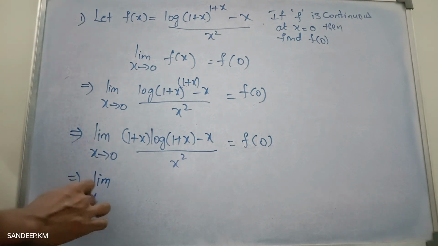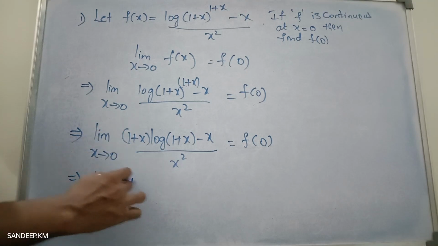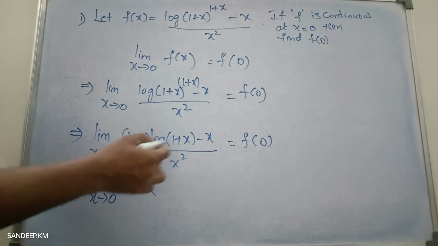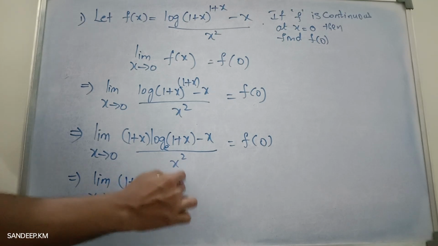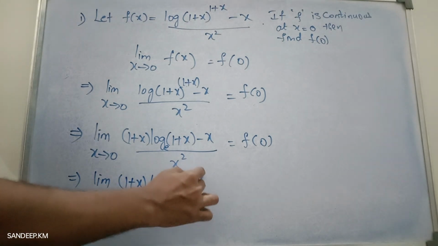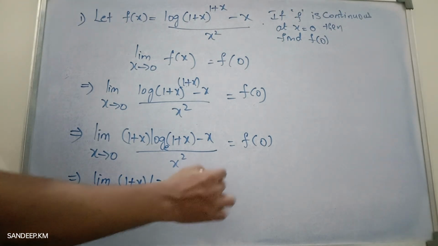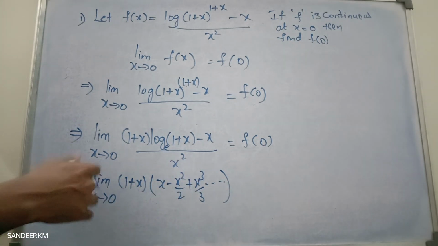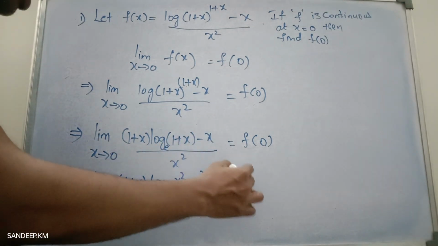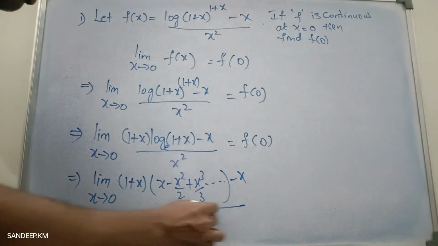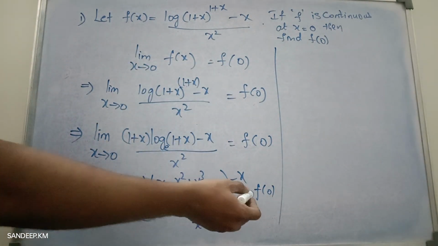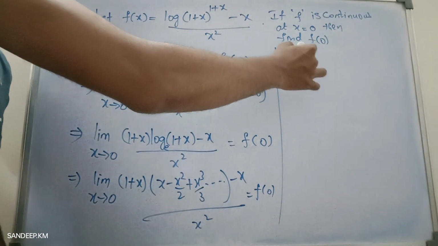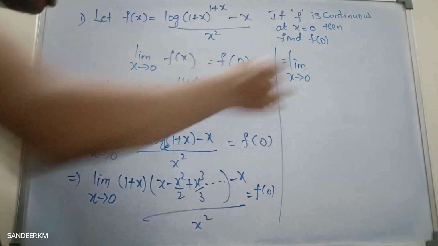So limit x approaches 0, (1 plus x) as it is into the expansion of log of 1 plus x with base e. What is it? x minus x square by 2 plus x cube by 3 and so on. Remaining terms are not needed because ultimately they will become zeros. Minus x, whole divided by x square, is f of 0. Okay, now so we are trying to find the value of f of 0, which is equal to limit x approaches 0. Let me expand.